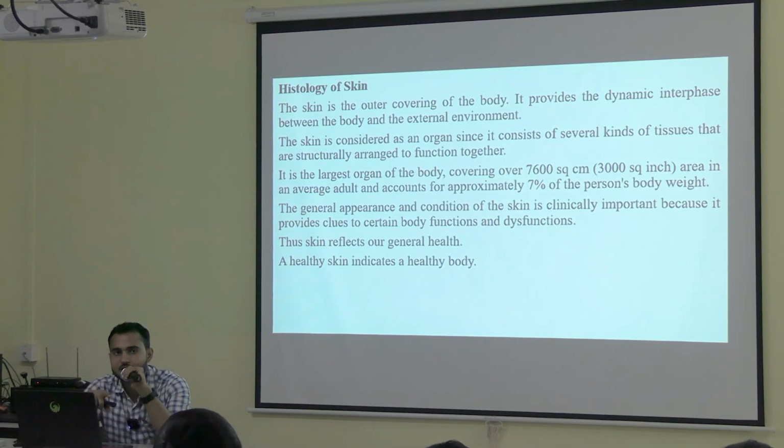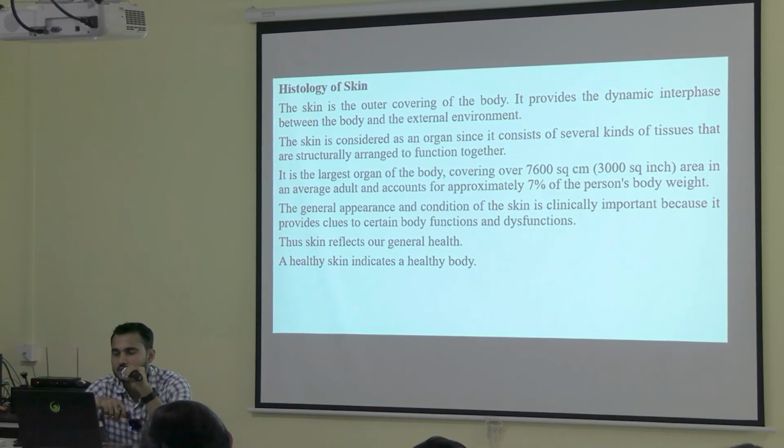Why is skin considered an organ? Because several kinds of tissues are there that are structurally arranged to function together. Different types of tissues are there, as we study the layers you will come to know. They are arranged structurally so that they can function together. That's why it is called an organ.